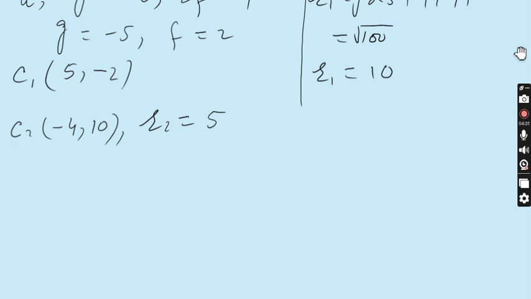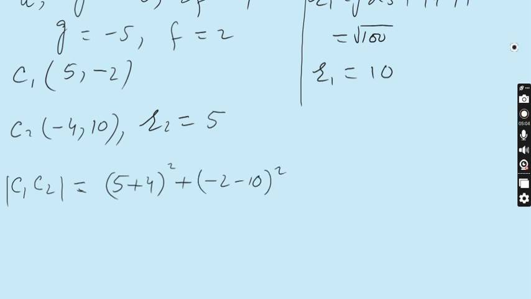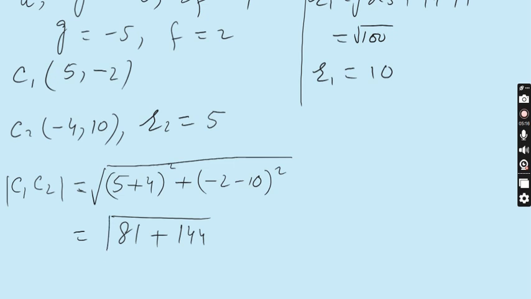You know, circles touch each other in two ways, externally or internally. So first find the distance between both the centers of the circles, that is C1 C2. You have coordinates C1 (5, minus 2) and C2 (minus 4, 10). So just use the distance formula: square root of (5 plus 4) whole square plus (minus 2 minus 10) whole square. 5 plus 4 is 9, square is 81. Minus 2 minus 10 is minus 12, square is positive 144. 144 plus 81 is 225, square root of 225 is 15.